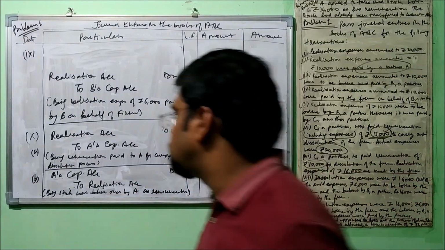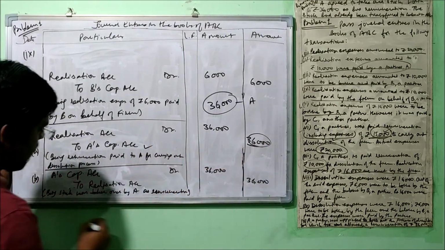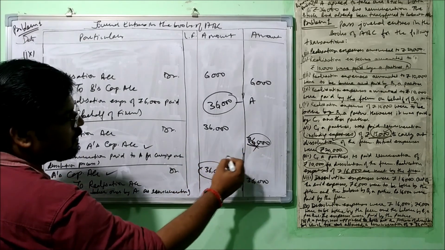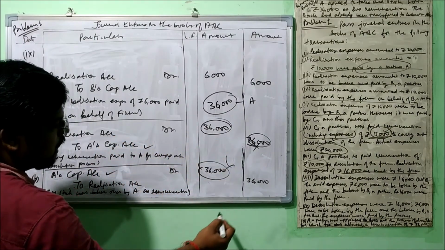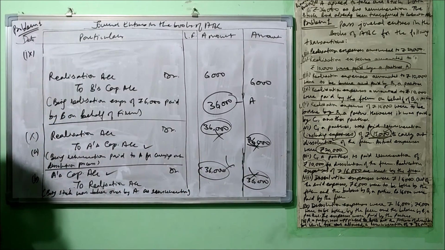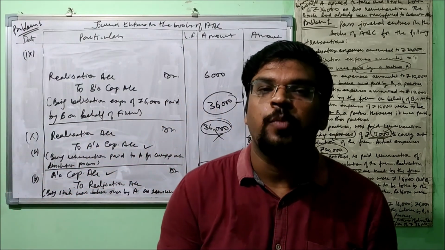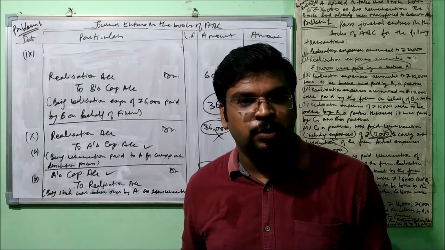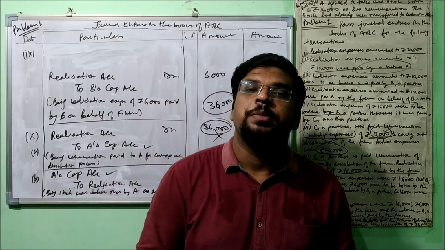Now you see the effect. A's capital account is credited with 36,000 and debited here with 36,000. So it will be cancelled by this. Similarly, realization account is debited with 36,000 and credited with 36,000. So it will be nullified from here as well. That is why you have two options. Either you pass no entry anywhere or you pass these two entries. Understood the point? You can choose any of the situations. Your solution will be correct.